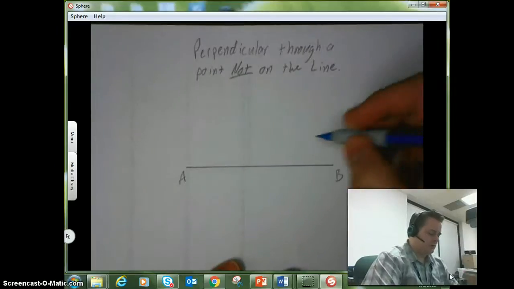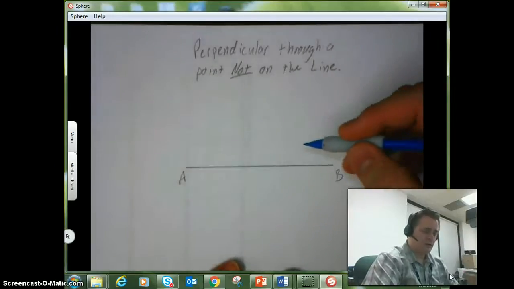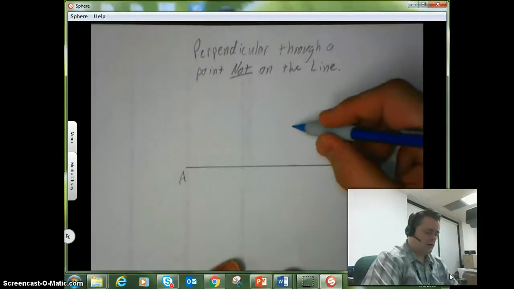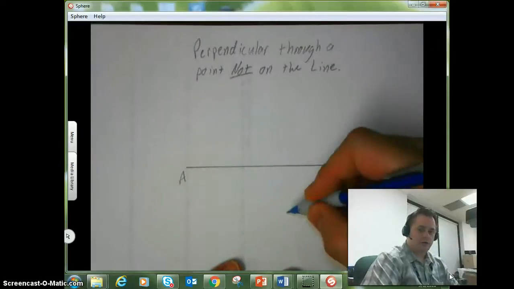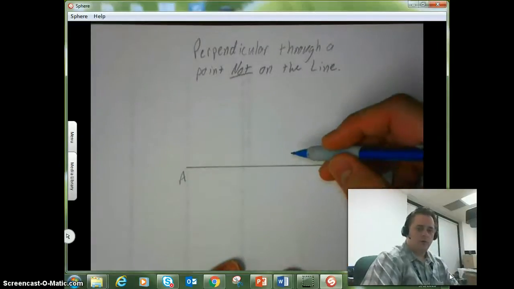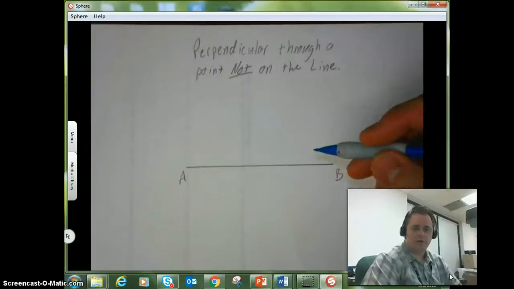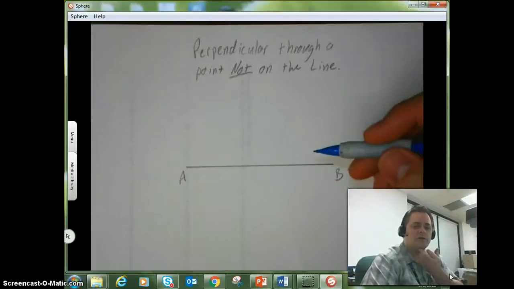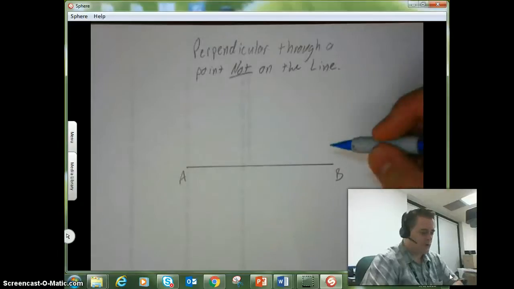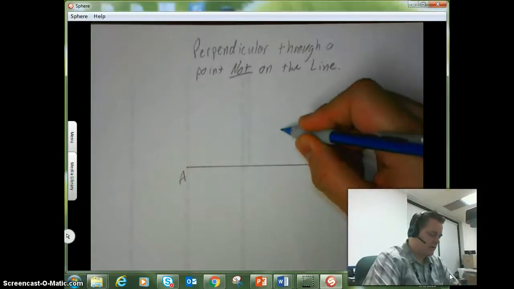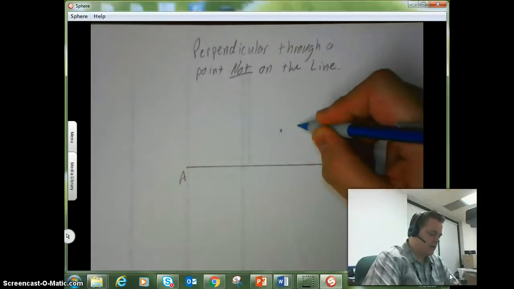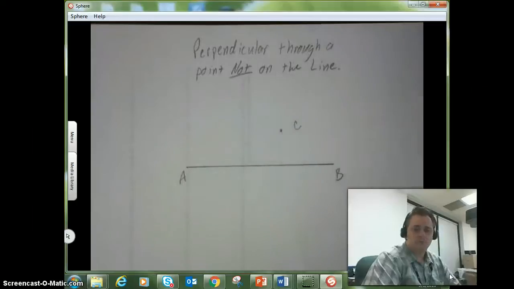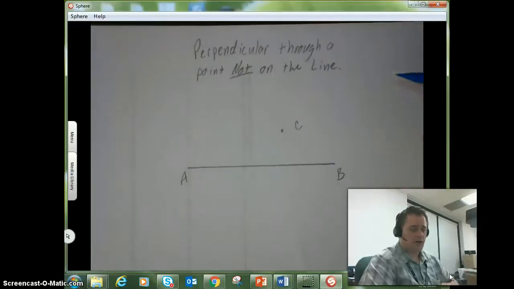Well, I want to make a point that's not on this line, and I'm going to put it above the line, but it doesn't matter if I put it below the line. The one thing that I'm going to do, and this is more for demonstration purposes than anything else, is I don't want this to look like it's going through the midpoint. So let's say we have a point here. Let's call that point C. I want to create a segment that is going to go through point C and be perpendicular to segment AB.